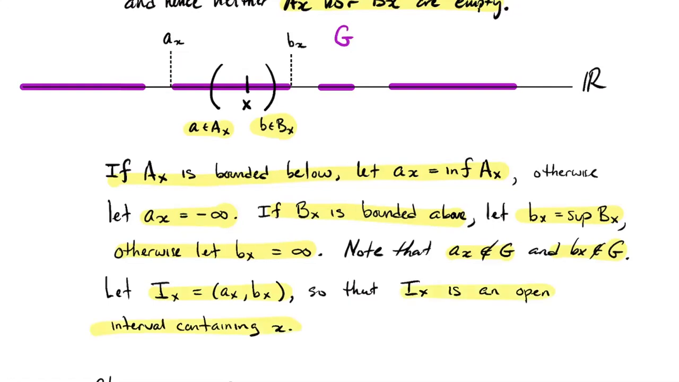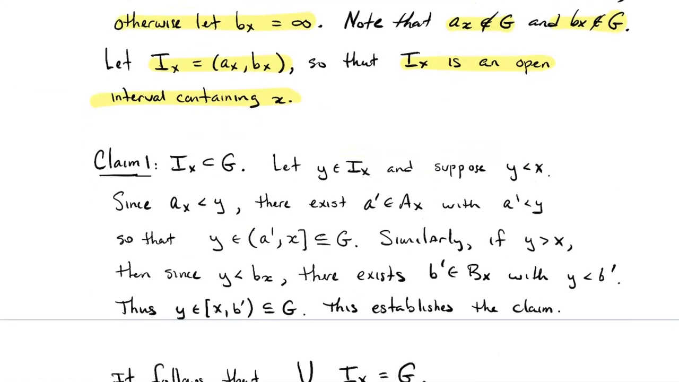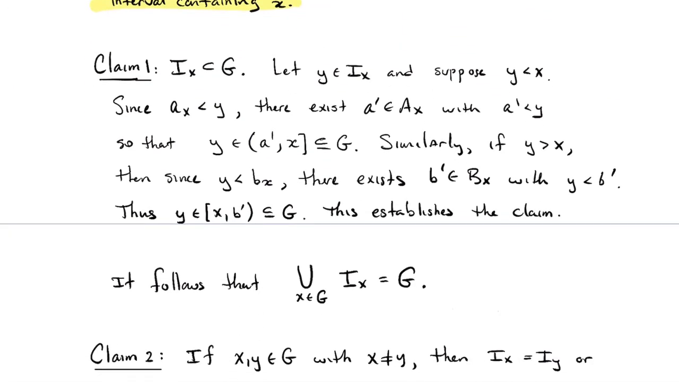It's going to be our candidate for a component interval. So I've got to prove some stuff about this I sub x. First of all, I claim that it's contained in G. I'm going to do a pick-a-point proof here. Pick an element of I sub x. Look at some cases. Maybe my element y is less than x.